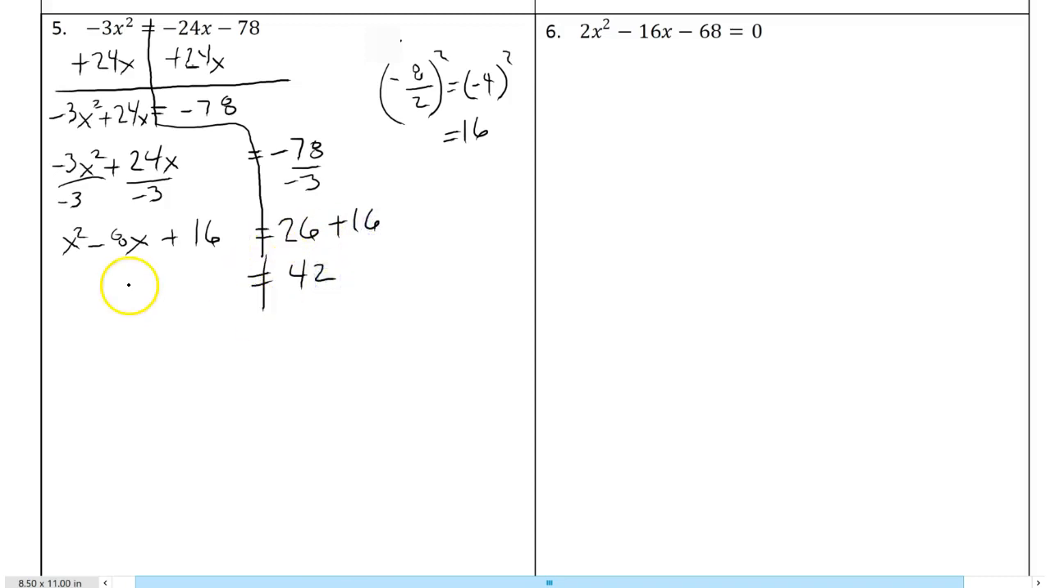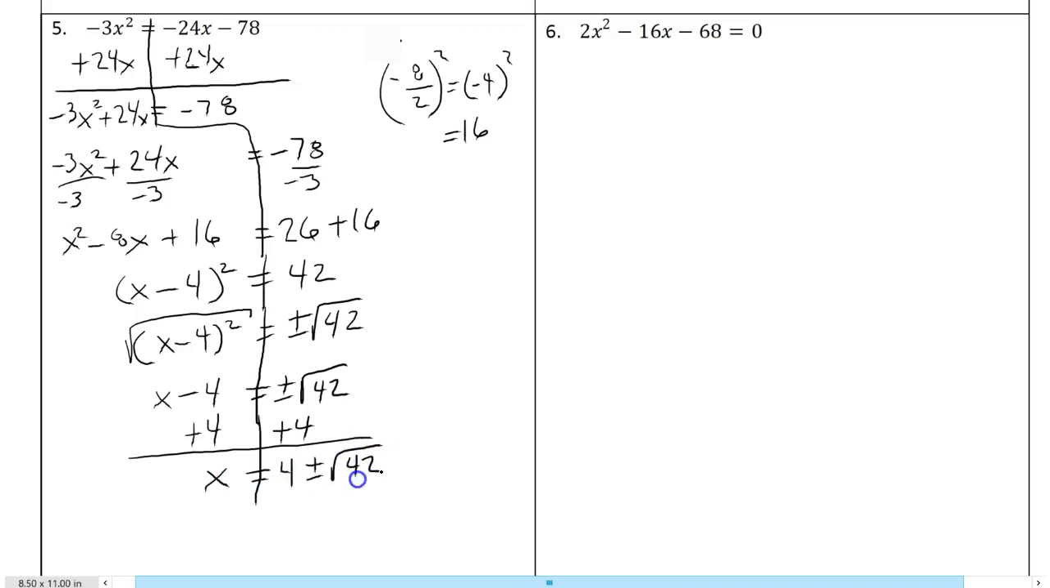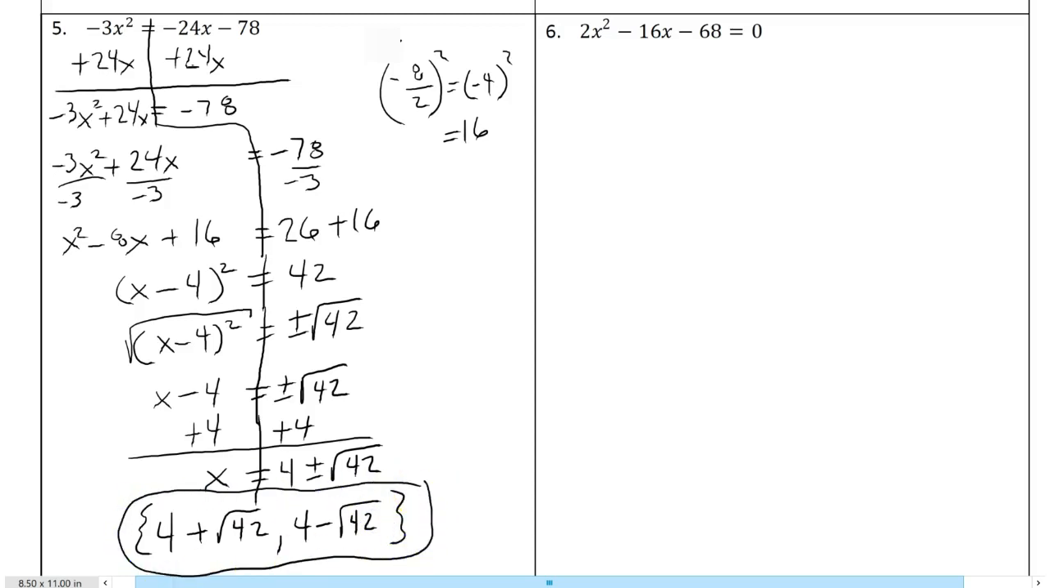Factor the left side for x minus 4 squared. Take the square root of both sides. For x minus 4 equals plus or minus the square root of 42, which cannot be simplified. Add 4 to both sides. X equals 4 plus or minus the square root of 42. Final answer, 4 plus the square root of 42 and 4 minus the square root of 42. Now pause the video and try the next one yourself.